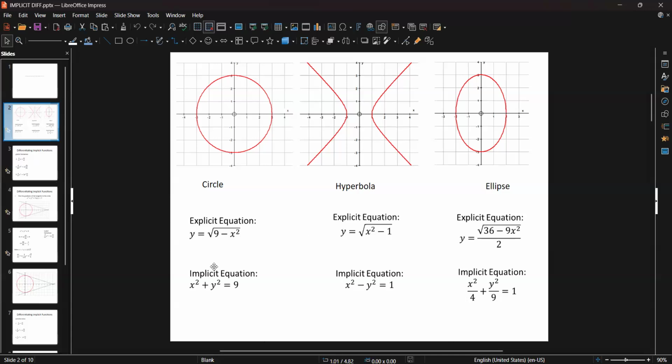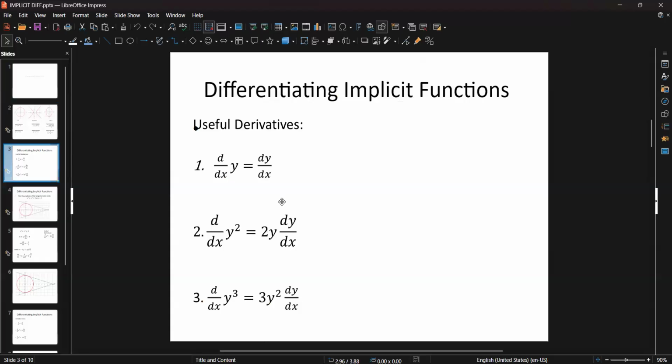So how do we go about differentiating something like this? x squared plus y squared equal 9. How do we do that? These are some examples here. Differentiating x squared, or anything with x, is not a problem. It's the y that you're worried about. When you differentiate y, you get dy dx. That is what we've been doing all the time. This is a little bit extra now.